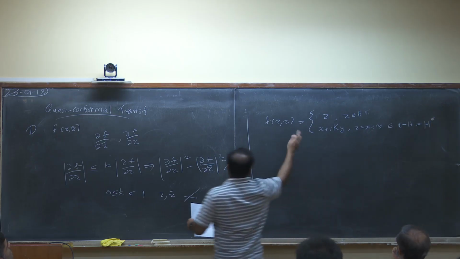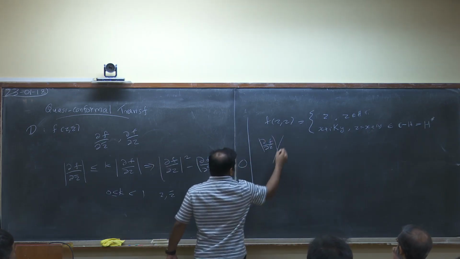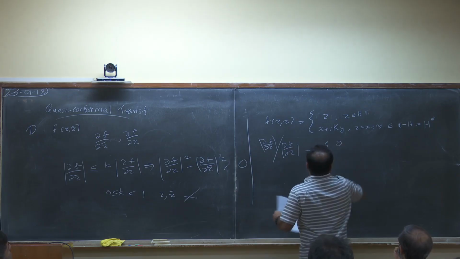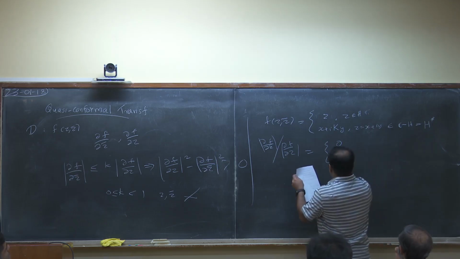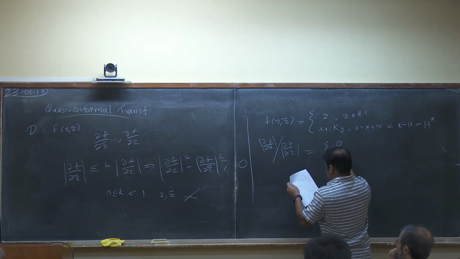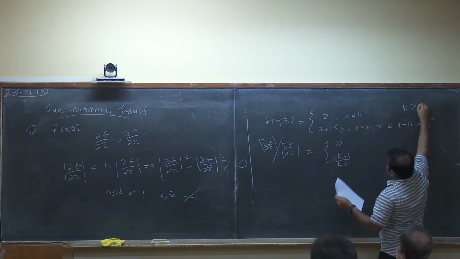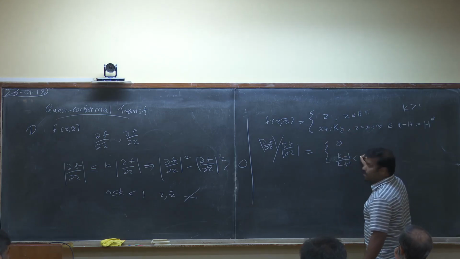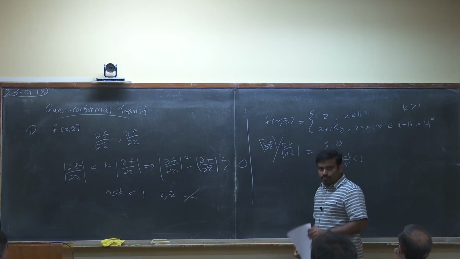Now you can compute del f by del z bar, take the mod and divide by del f by del z. You can easily see that this function behaves as a holomorphic function on the upper half plane and a proper quasi-conformal transformation in the lower half plane. So you get k minus 1 over k plus 1. Here I assume that k is greater than 1. So this is always less than 1, and this is an example of a quasi-conformal transformation.